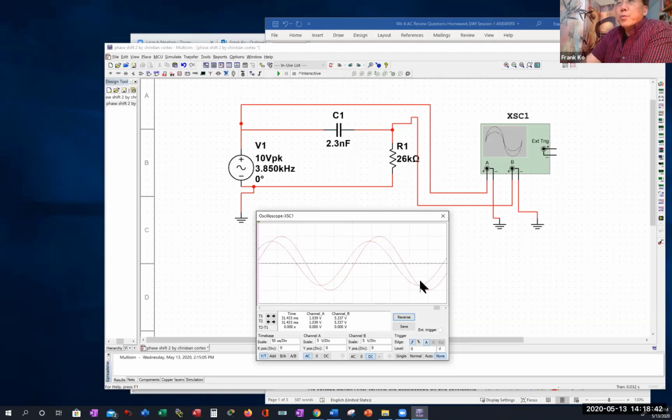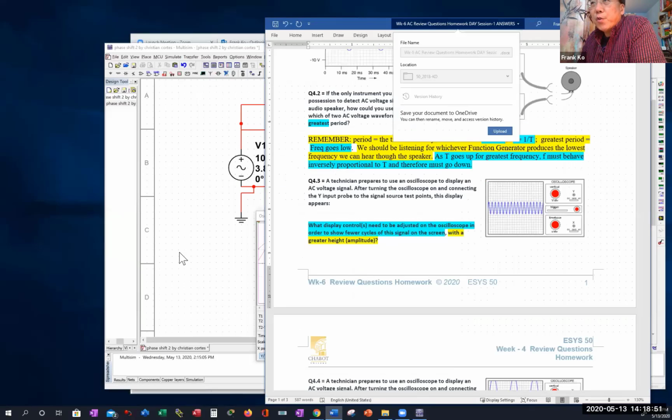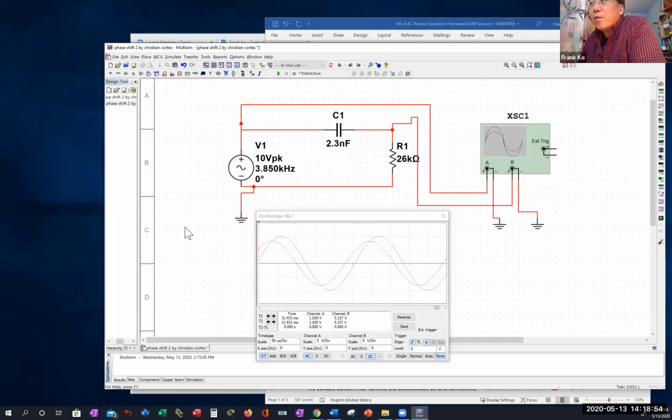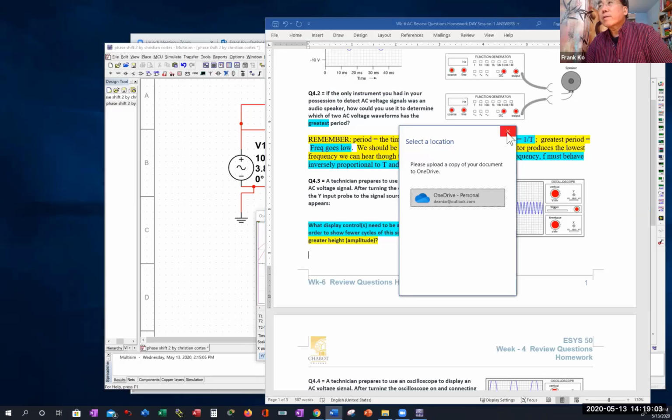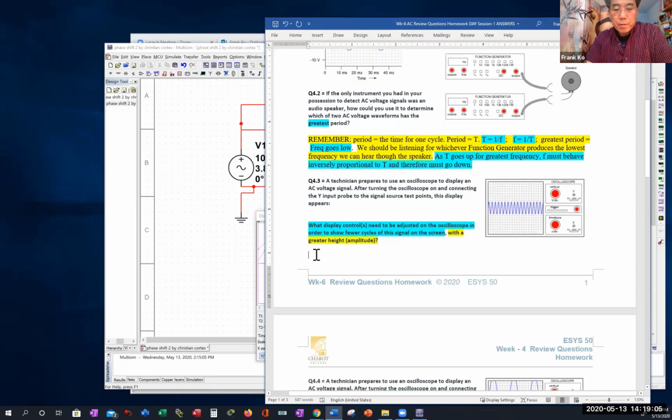So if we want to spread this wave out over time to go from many cycles to fewer cycles, then yes, you're absolutely right. We have to play with the time base. To show fewer cycles, we adjust the time base knob.